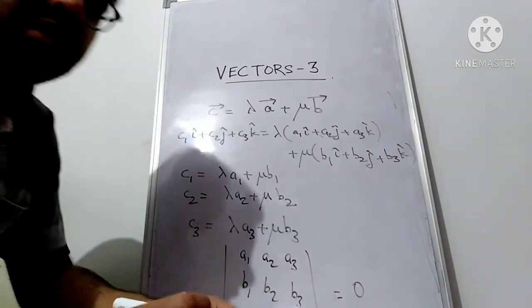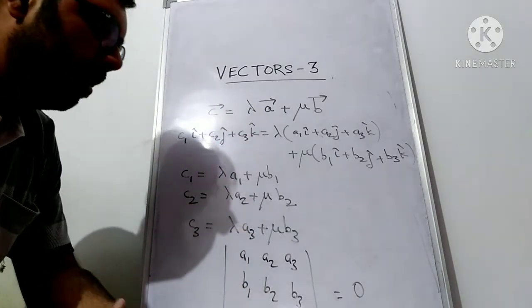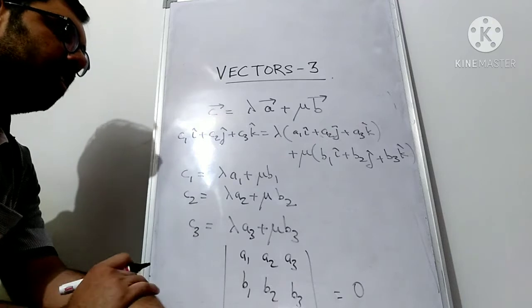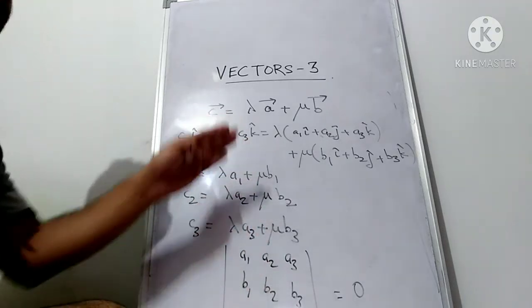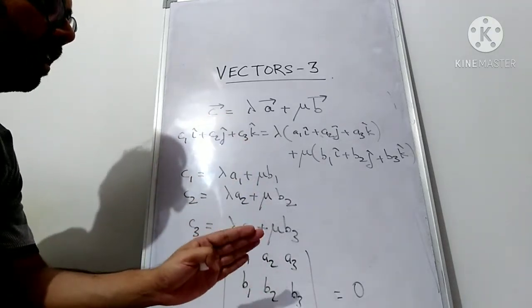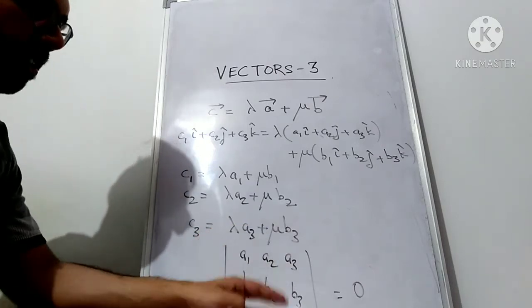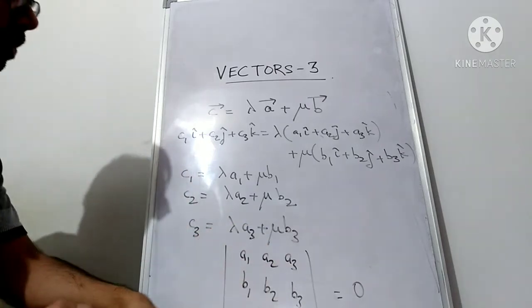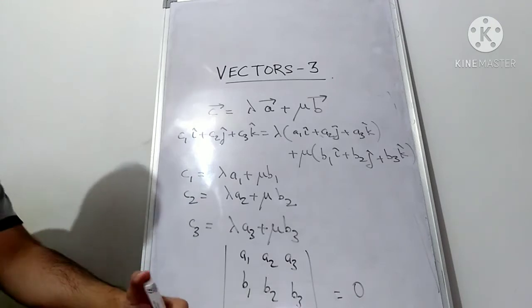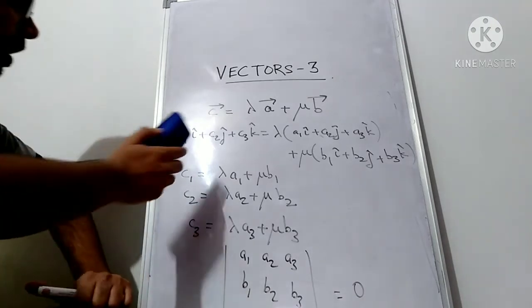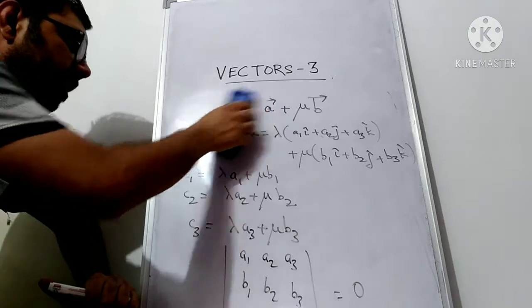When you have three vectors a, b and c that are coplanar, meaning they are lying in the same plane, then the 3 cross 3 determinant formed by their i cap, j cap and k cap coefficients has a value of 0. I hope this is clear for you.